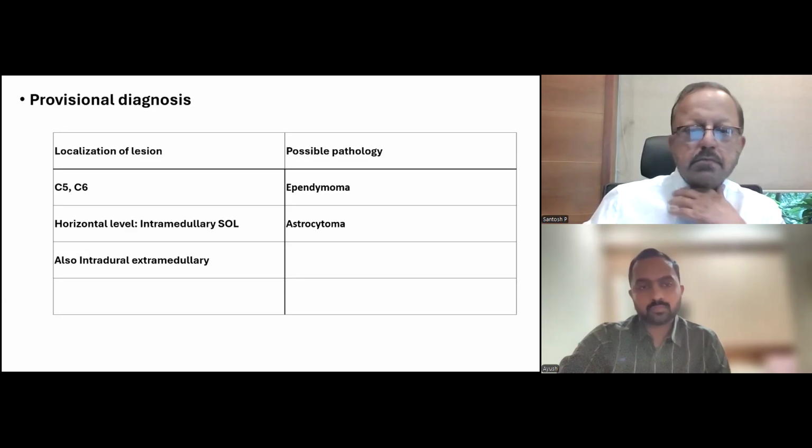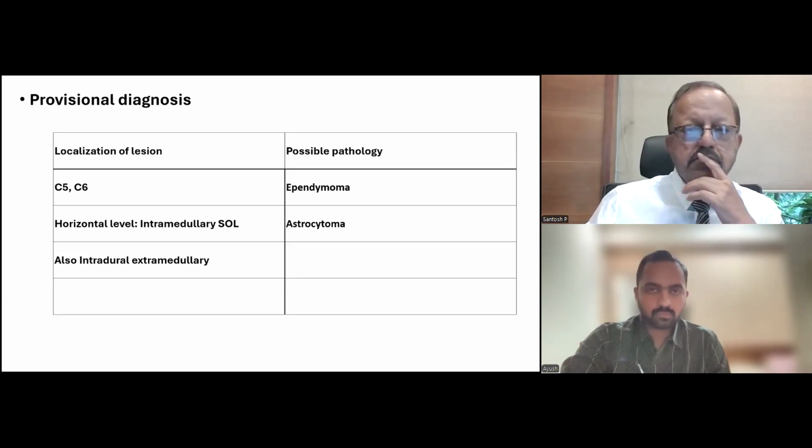Ayush, do you agree with the localization, or would you like to change something? And then do you agree with the possible pathology? If yes, sir, then why, and if not, then why?